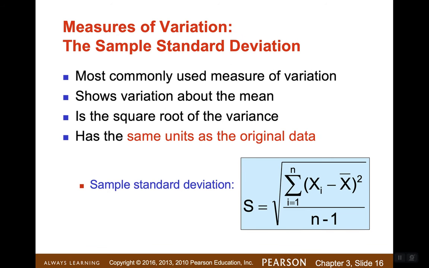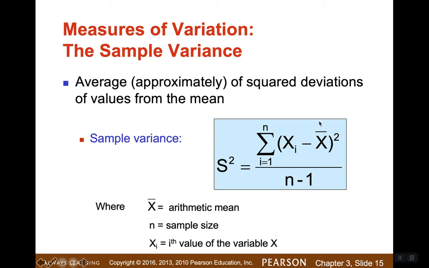On top of the variance, the sample variance, we have what we call the standard deviation. Standard deviation is really the most commonly used measure of variation. It's designed to show us the variation around the mean. What we do is calculate the variance, and if we take the square root of that, that gives us the standard deviation. And here's the formula for that. If it looks familiar, it's the formula for the variance, and we take the square root.